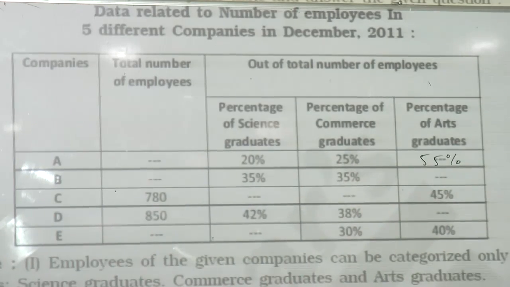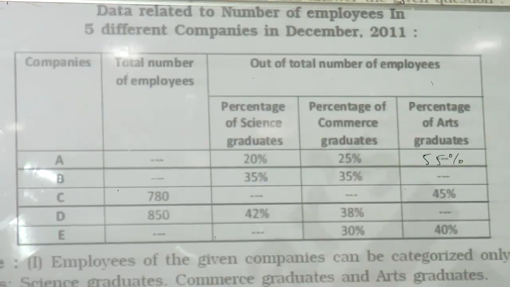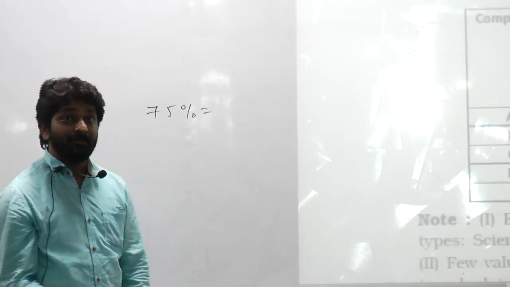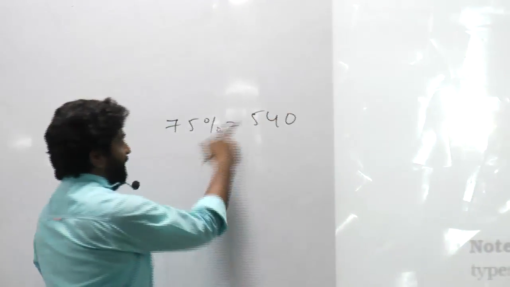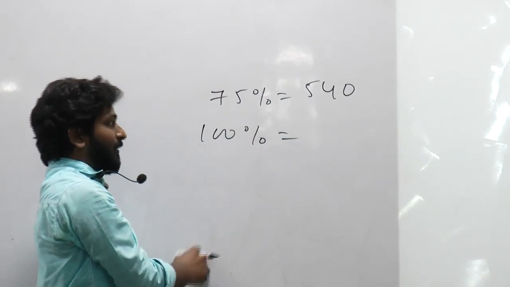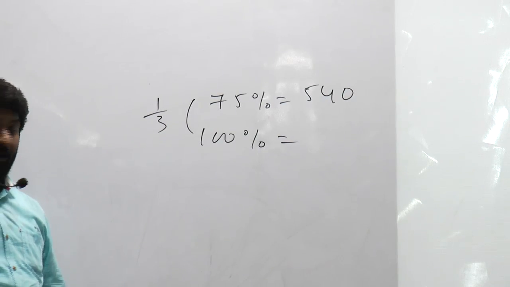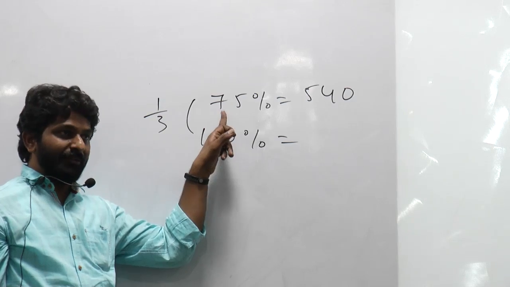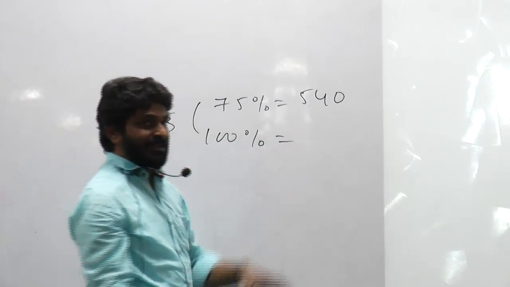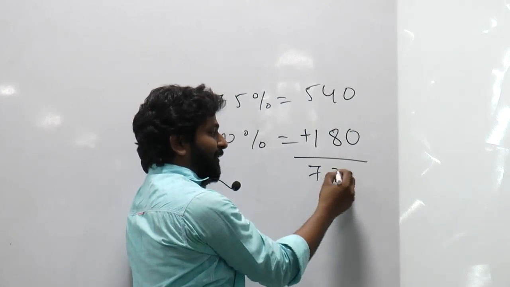What percent of students from company A belongs to science and arts graduates? 75%. What is their average given in the question? 270. The average of 2 streams is 270, then what about the sum? 540. So 75% is 540. You asked about the total number of candidates, 100%. So you need to add 1/3. 1/3 of 75% is 25. If you add 25 to this number, you will get 100. 1/3 of this is 180. You need to add these two numbers, you will get 720.